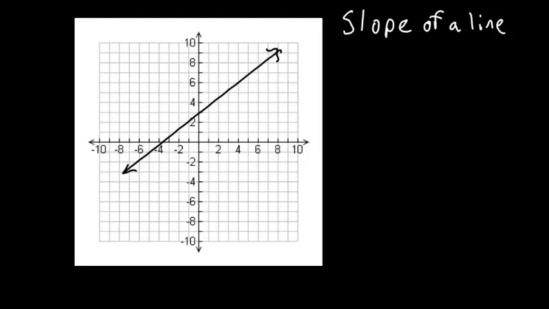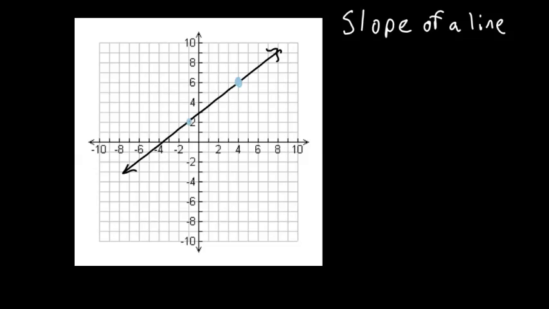Alright, so let's talk about finding the slope of the line. The first thing on any line on a graph, you need to find where 2 points are on that line. So we have one right here at (4, 6). There's 1 point. And we have another one here at (-1, 2).